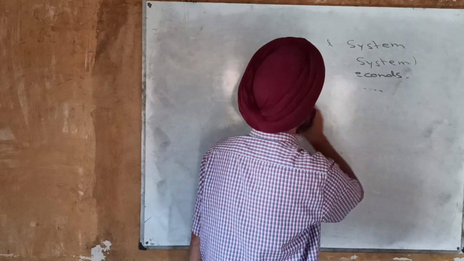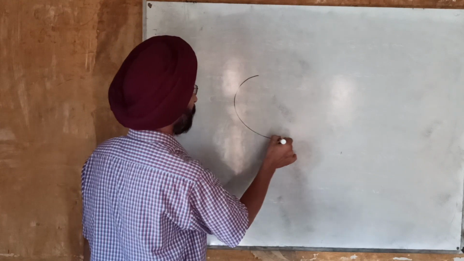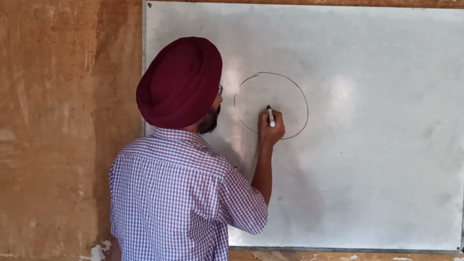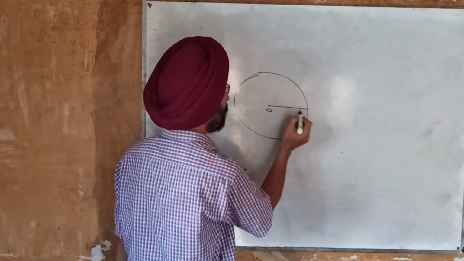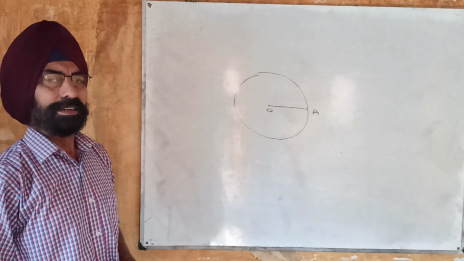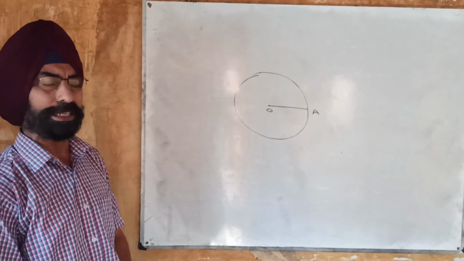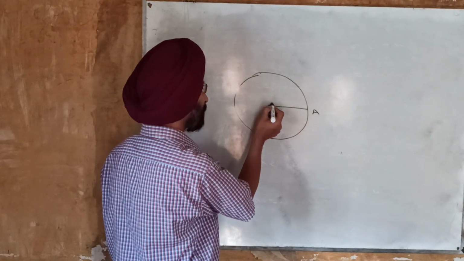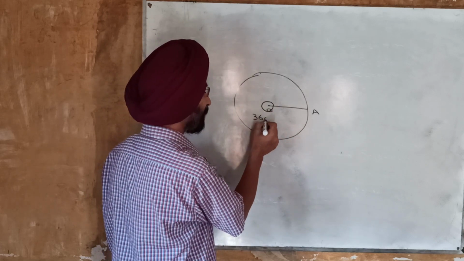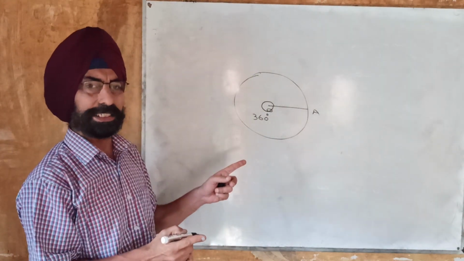I am roughly drawing a circle here. It is a circle, and here is the center of the circle. It has one radius, you can say OA. Now, in the first case, 1 degree was the 360th part of a complete revolution. That means the complete angle is 360 degrees.